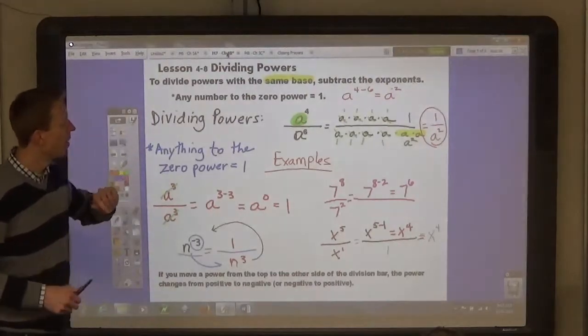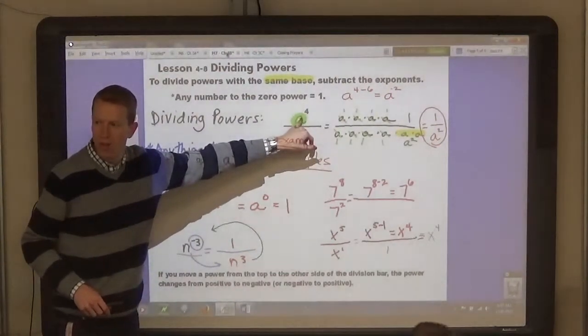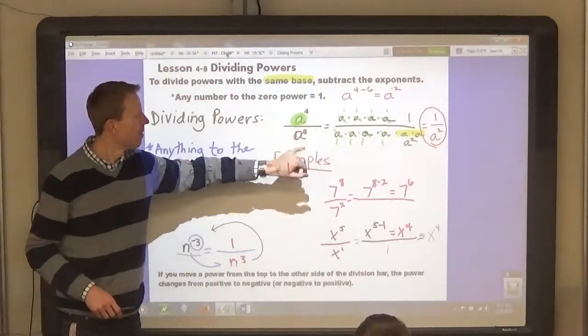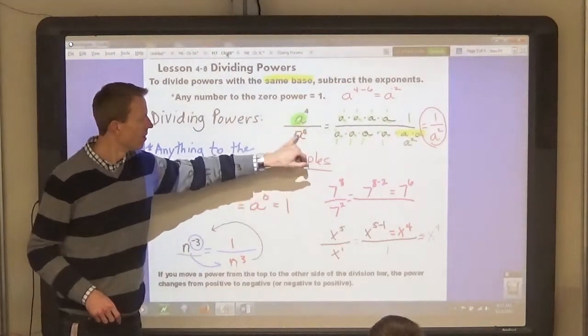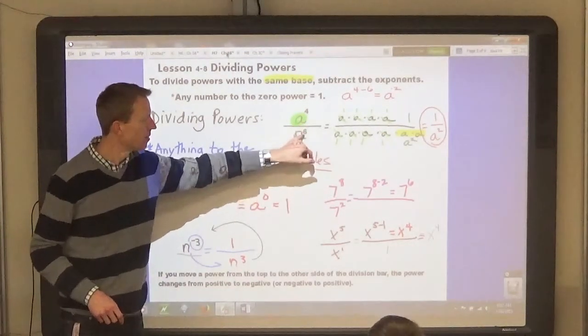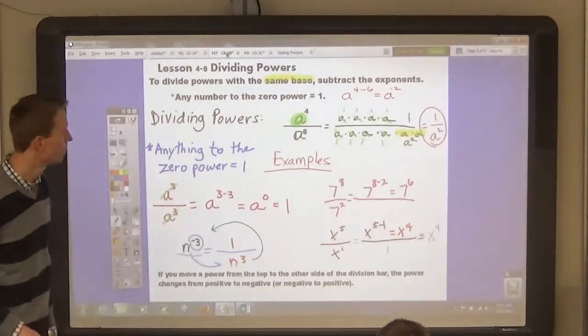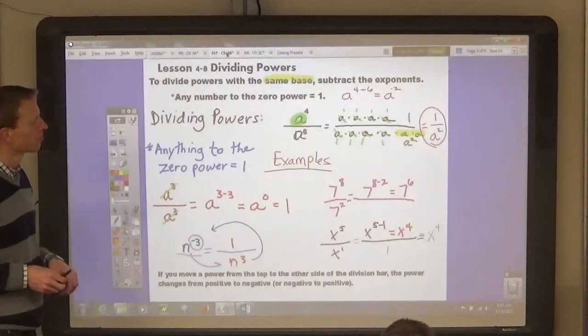If you have the power written as a fraction, then a to the fourth minus 6 gives you the answer. Okay? Now there's a couple of concepts though that we have to talk about.